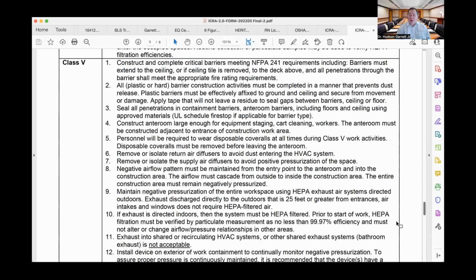They also have incorporated the latest in air filtration standards here. So you'll see down towards 6, 7, 8, 9, 10, where they've included the HEPA filtration information so that you've got that, as well as some things that are not recommended, such as exhaust into shared or recirculating HVAC systems, right?